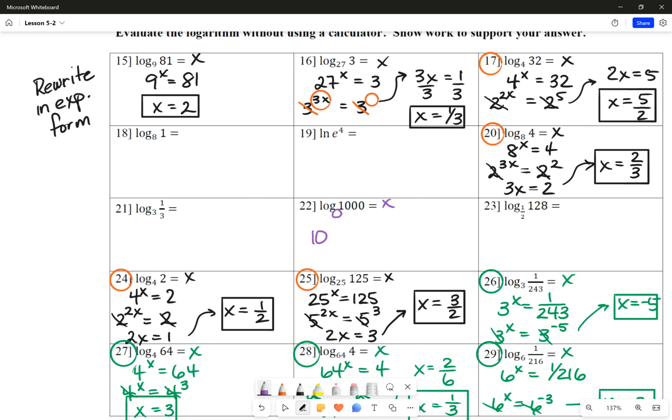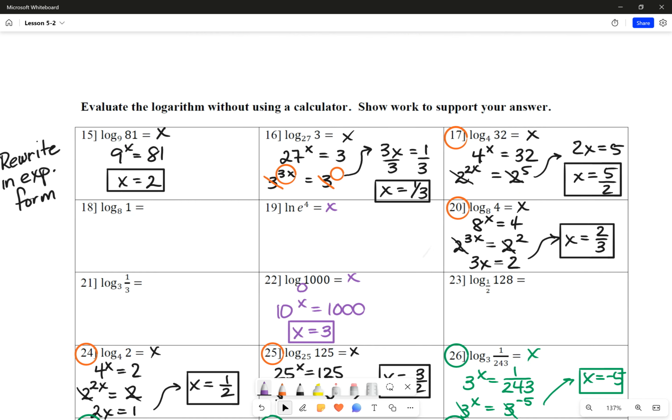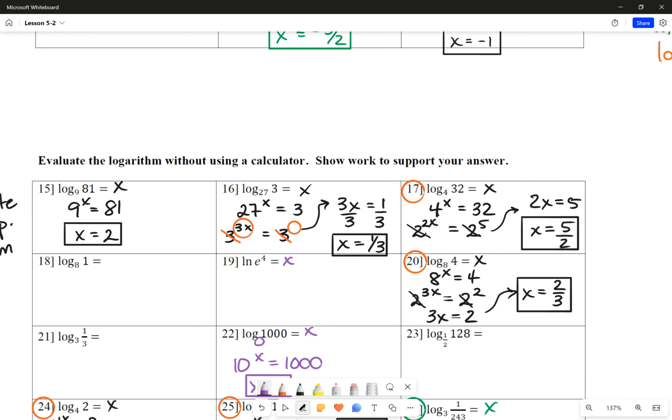So base of 10 to the x power equals 1,000. And how many times do I have to multiply 10 to get 1,000? Well, 3 times. 10 times 10 times 10. x equals 3 will be your answer. Okay? Now over here, upstairs, number 19. If you see an ln, a natural log, let me come write something up here for a second. Remember that log base 10 of a value is the same thing as log of said value, okay? Just because it's not written doesn't mean it doesn't have a value of 10 for base. It is understood to be 10. Okay, so that's that one.